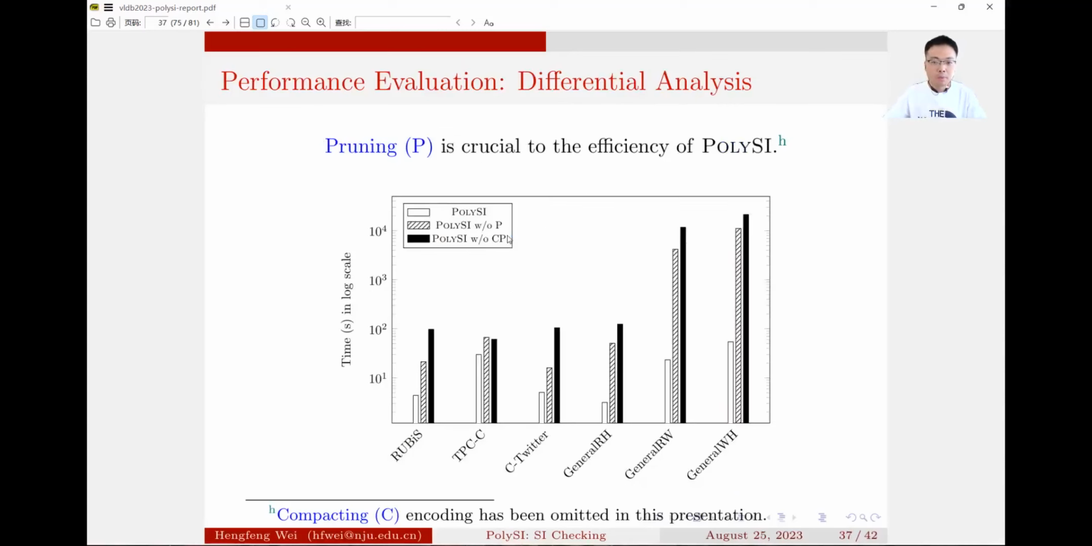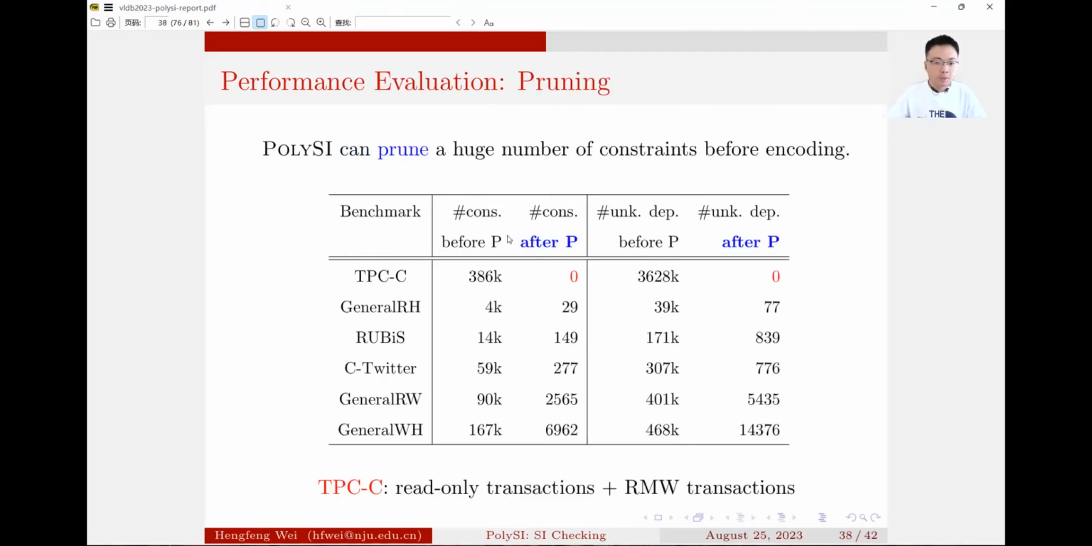We also do some differential analysis. We found that the pruning step is crucial to the efficiency of PolySI. This is because PolySI can prune a huge number of constraints before encoding.